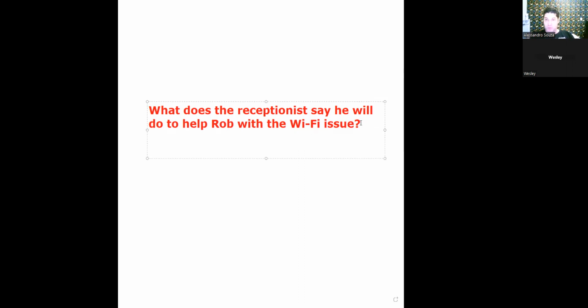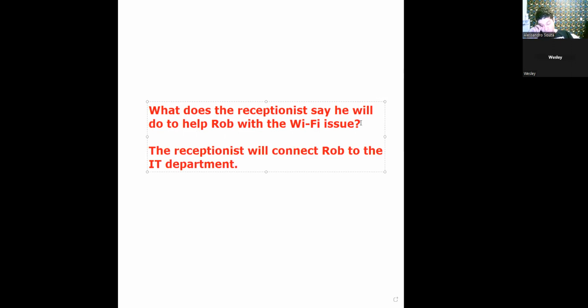Another answer to that would be the receptionist will connect Rob to the IT department. Got it? Because it's exactly what he's gonna do, right? He will put Rob through to the IT department because they are talking through the phone. But basically, he will connect Rob to the IT department. Remember, you can connect things and you can connect people.